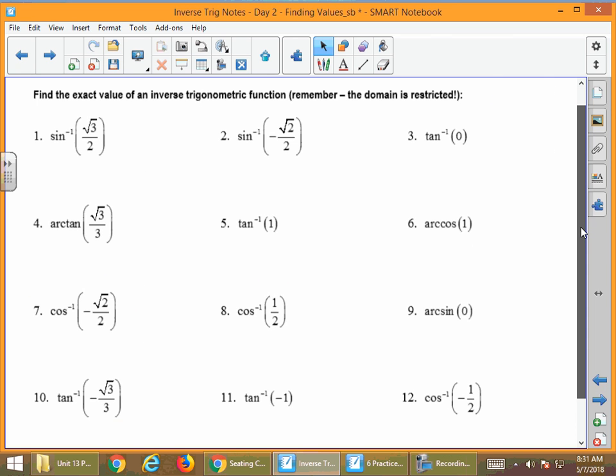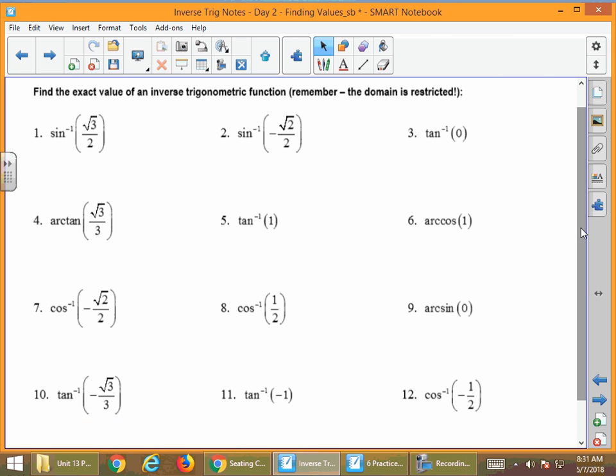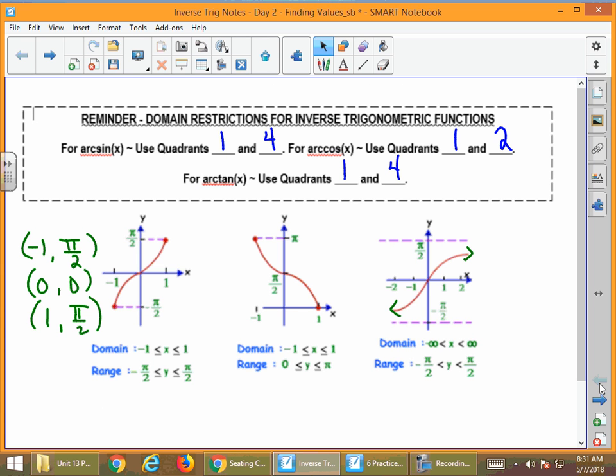So what we're going to do now is find the exact value of the inverse trigonometric functions. Remember the domain. When we're answering questions for sine, we're either going to have positive values like positive pi over 3 or negative pi over 3. We're not going to have values like 5 pi over 3 because our range in sine is restricted to negative pi over 2 to positive pi over 2.